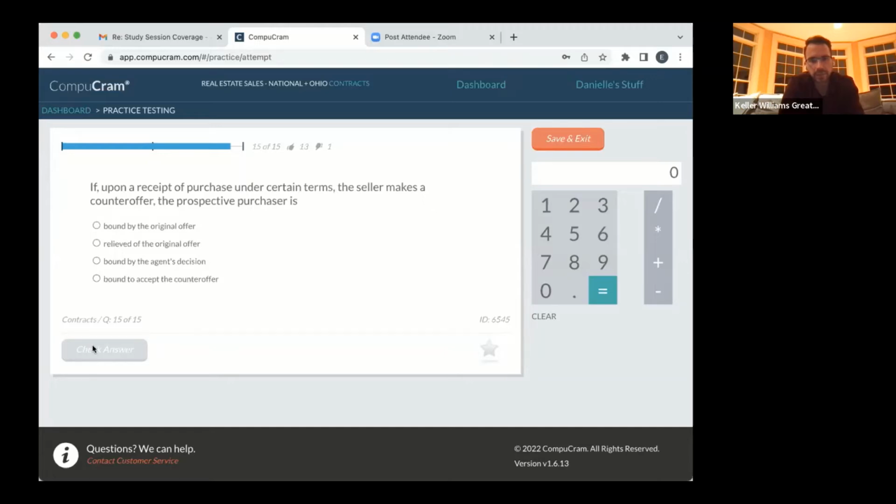Next one, if upon receipt of a purchase offer under certain terms, the seller makes a counteroffer, the prospective purchaser is A, bound by the original offer, B, relieved of the original offer, C, bound by the agent's decision, or D, bound to accept the counteroffer.